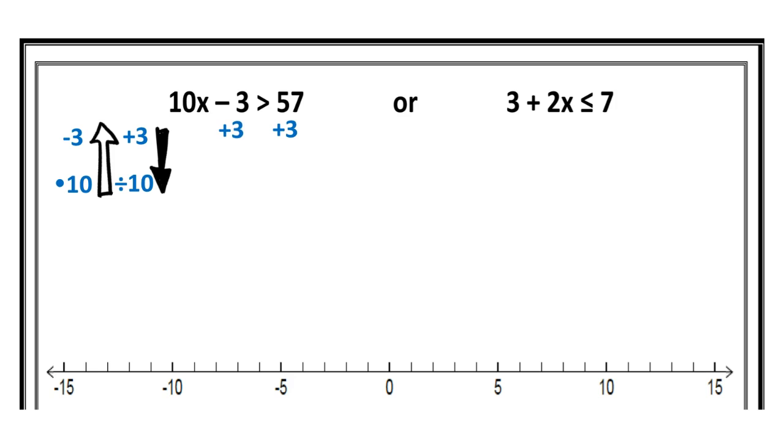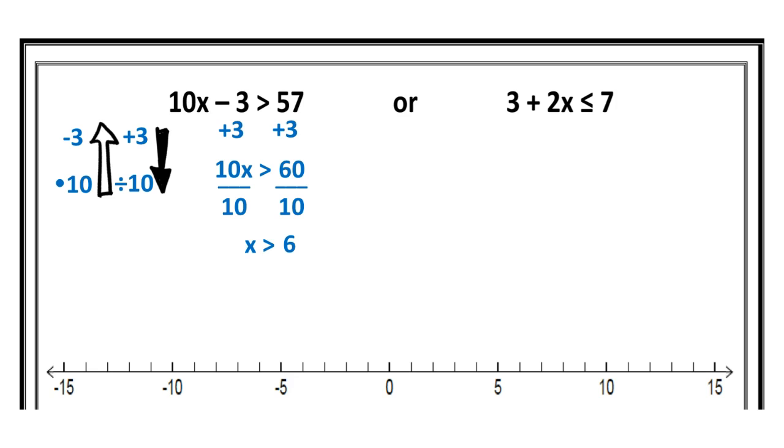When I add 3 to both sides, negative 3 plus 3 gives me an identity of 0, so I'm left with 10x is greater than 57 plus 3, which is 60. Next, I'm going to divide both sides by 10. 10x divided by 10 gives me just x. 60 divided by 10 gives me 6. The inequality does not flip around since I did not multiply or divide by a negative. At this point, it's no different than solving a two-step equation.